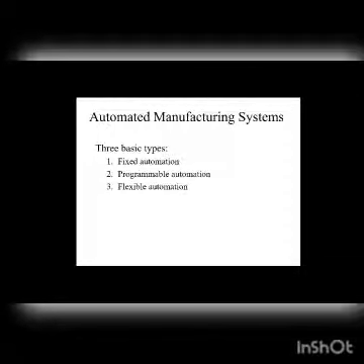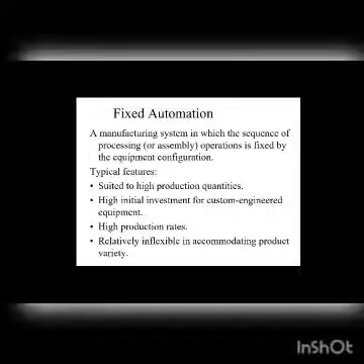Automated manufacturing systems can be of three types: fixed automation, programmable automation, and flexible automation. Fixed automation is a manufacturing system in which the sequence of processing operations is fixed by the equipment configuration. They are suitable for high production quantities, high initial investment is required, high production rates are possible, and they are relatively inflexible in accommodating product variety. From this, what can you understand? This kind of automation can be applied only when the production quantities are very high.